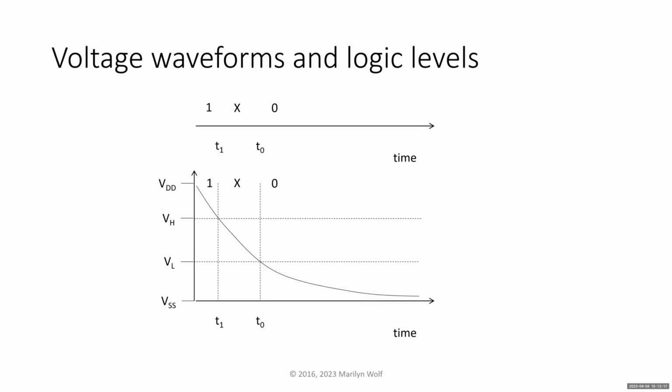Okay? So we're basically taking this continuous signal and abstracting it into discrete values 0, 1, and X, but we can assign real-valued times for when these events occur, when it goes from 1 to X and when it goes from X to 0. Okay?